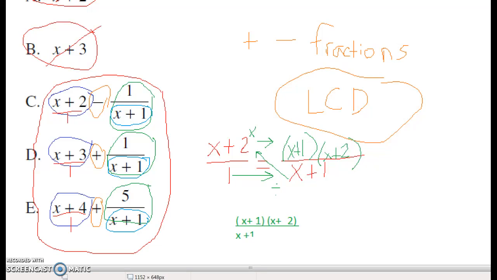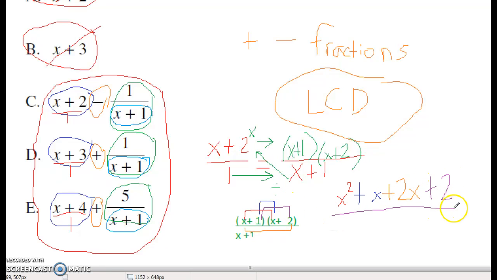What we're going to end up having to do now is use the FOIL method. With the FOIL method, x times x gives us x squared. 1 times x gives us x. X times 2 gives us 2x, and then 1 times 2 gives us 2. And all of this is over x plus 1.